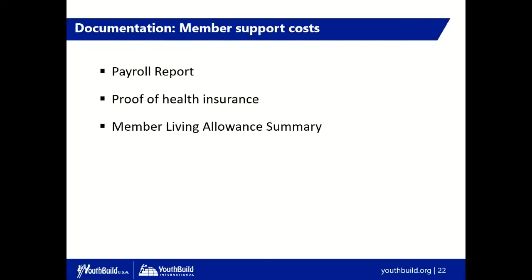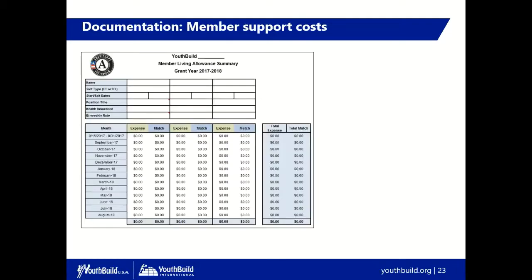Not many of our programs have a full-time member, but if you have a full-time member, you need to include a payroll report. And at the beginning of the grant year, before you start charging the member cost to the grant, we request a proof of health insurance. And we also have a member living allowance to better help you report any member expenses.